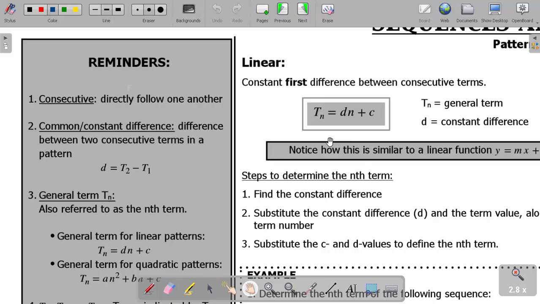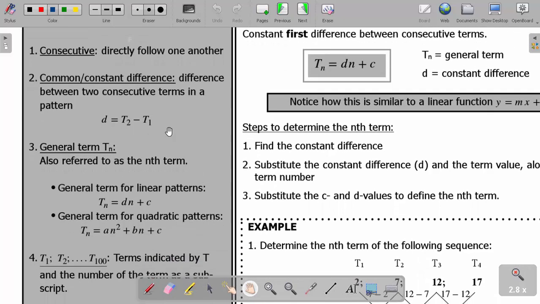Now the reminders which we have are the following. One is consecutive. What does consecutive mean? It means directly follow one another, like 1, 2, 3, 4, 5. 5 and 6, they are consecutive because they follow one another, okay? And then another term is common or constant difference. It means the difference between two consecutive terms in a pattern.